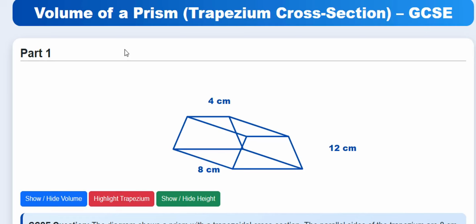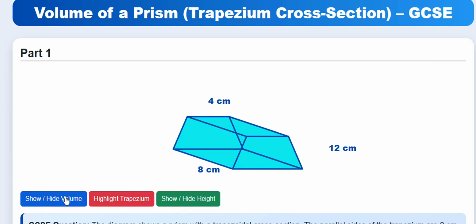Hello, this is lesson 4 in a series of 10 lessons where we are learning about the volume of different shapes. And in this lesson 4, I want us to learn about the volume of a prism where the cross-section is a trapezium. And as we said in the previous lessons, volume is the total space occupied by the given shape, where in our case the shape is a prism.